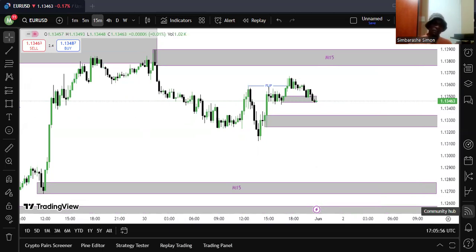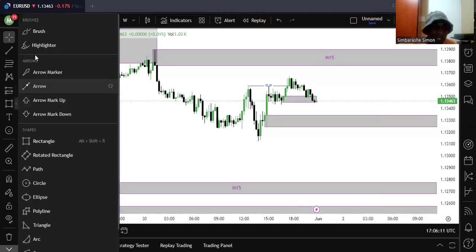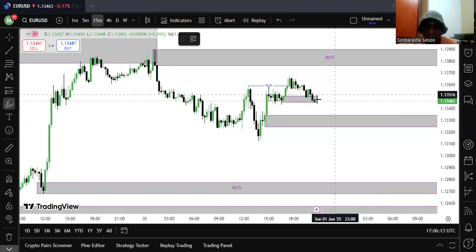Weekly showing me bullish, daily showing me again bullish, 4 hours I'm still seeing liquidity up there, so I'm still going to look for bulls. So the market is like this here, guys. My prediction on 15 minutes, my highlight too: the market can give us something.